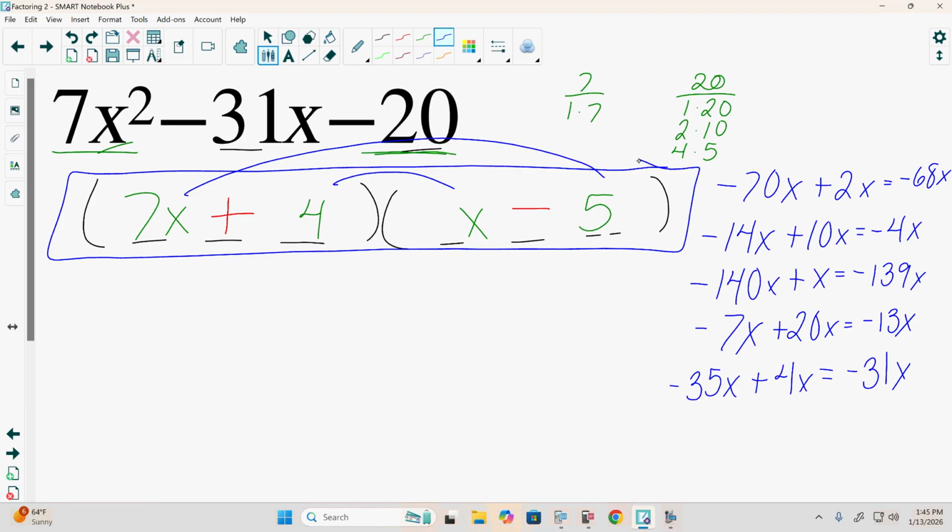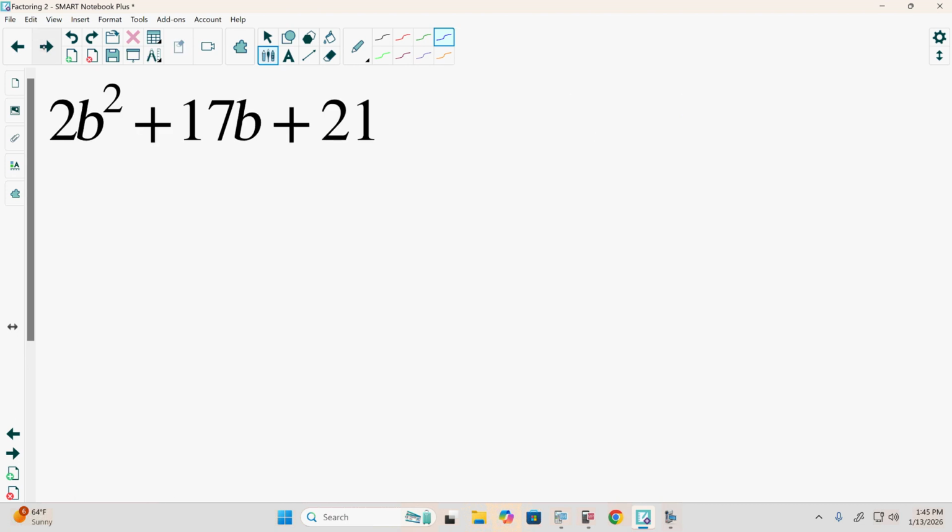Questions on this one here? We ready for the next one? 2b squared plus 17b plus 21. First thing we need to look for, is there a greatest common factor between these three terms? No.